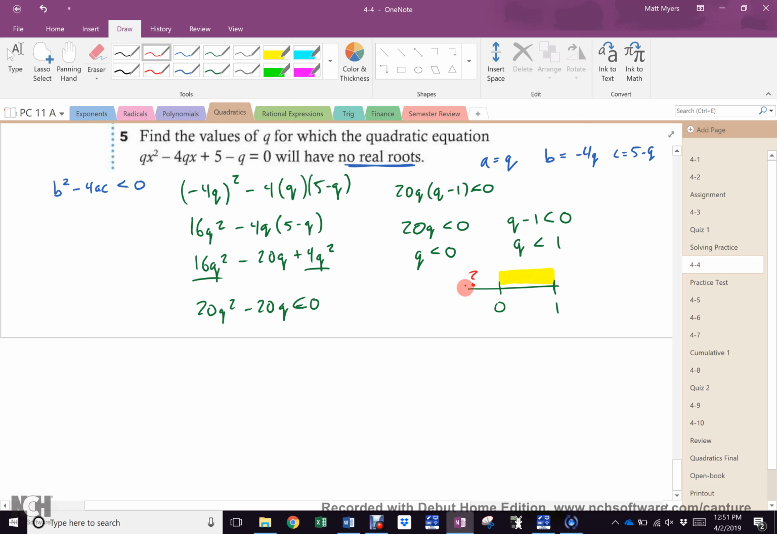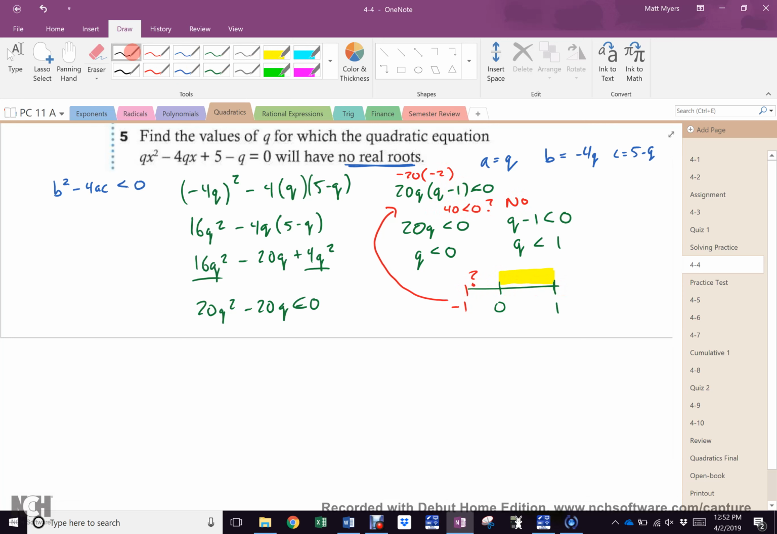So let's check. There's negative 1. Put that in there. 20 times negative 1 is negative 20. Negative 1 minus 1 is negative 2. Negative 20 times negative 2 is positive 40. Is 40 less than 0? No. So these values can't work. It has to stop there. So all of our values are in the middle here.